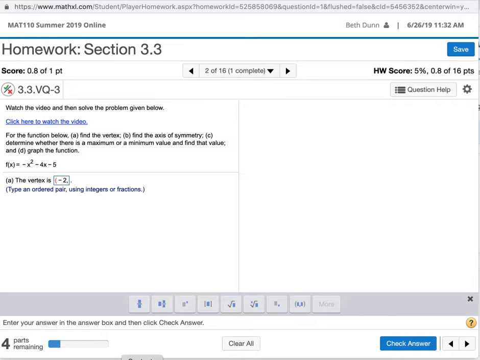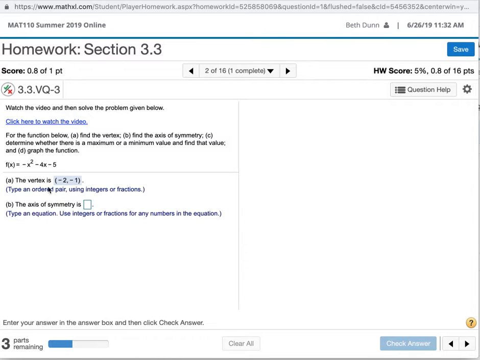To find the y part of the vertex, plug in negative 2. And if I plug in negative 2, I end up with a y value of negative 1. So that's my vertex.